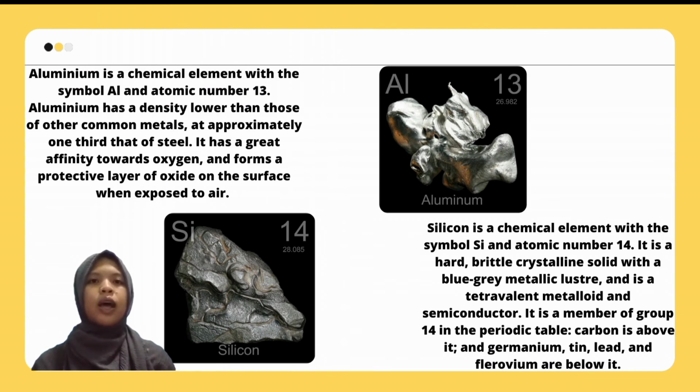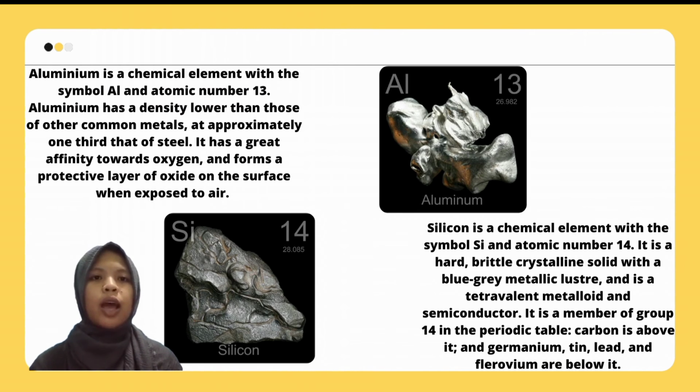Aluminum is a chemical element with a symbol Al and atomic number 13. Aluminum has a density lower than those of other common metals, at approximately one-third that of steel. It has a great affinity towards oxygen and forms a protective layer of oxide on the surface when exposed to air.